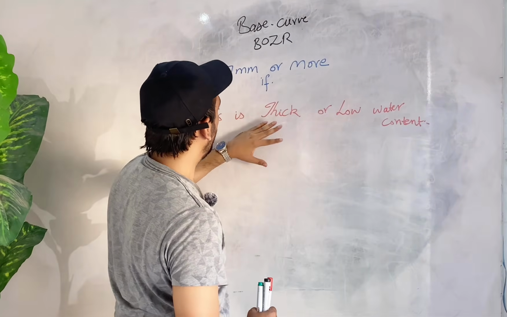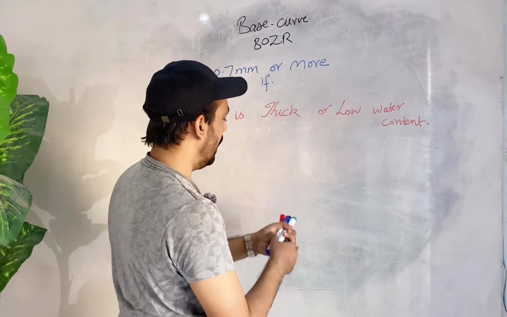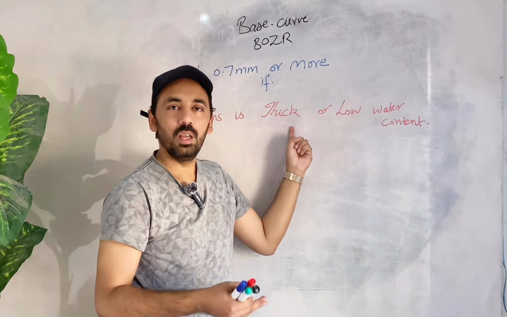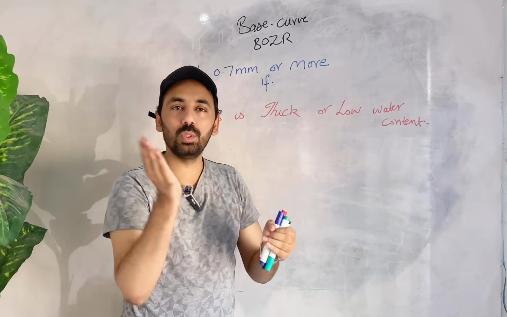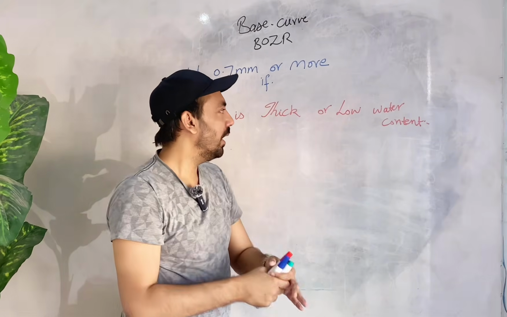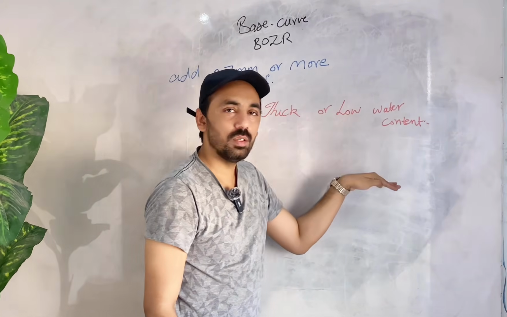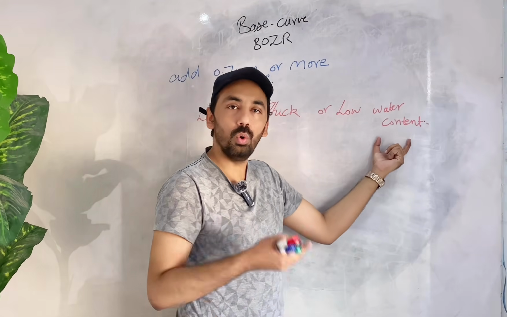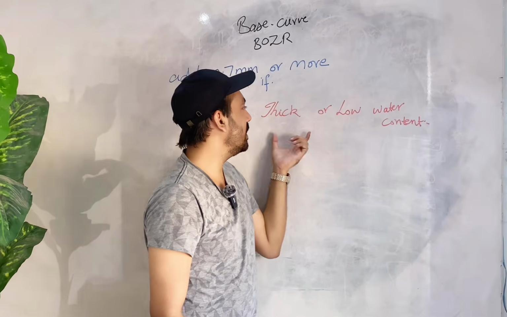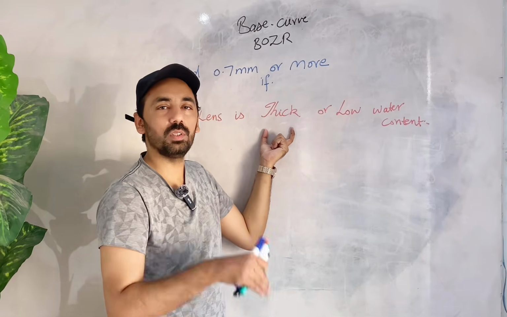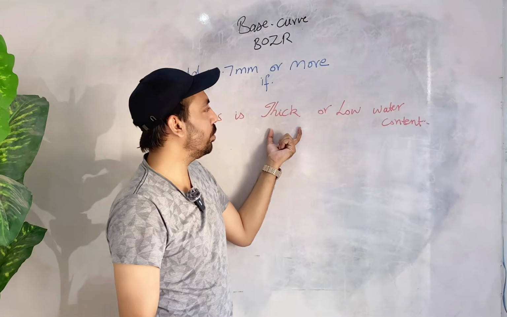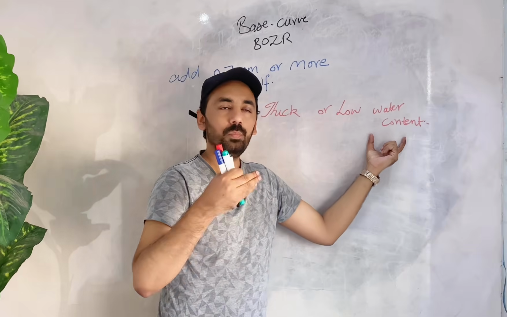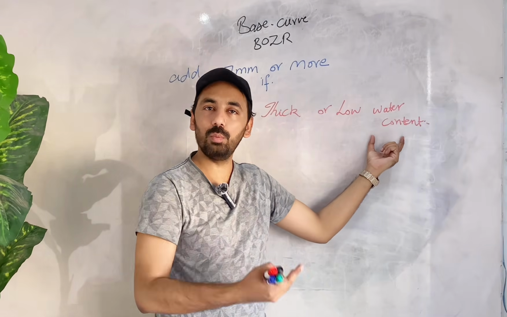If the contact lens is thick and has low water content, what does it mean when the lens is thick? You know very well that if the lens is thick, it will be very difficult for the oxygen to pass through the thick lens and move towards the cornea, right? And if the water content is less, you know that water actually carries the oxygen. So low water content means low oxygen. In the low water content, there is already a deficiency of oxygen.